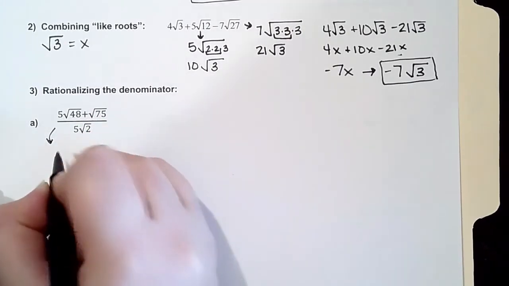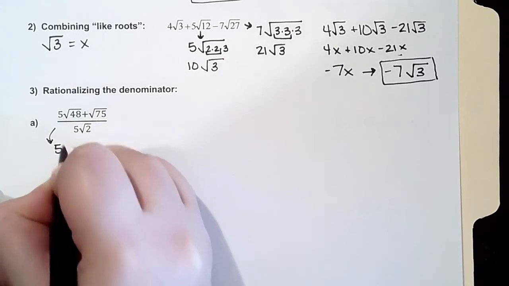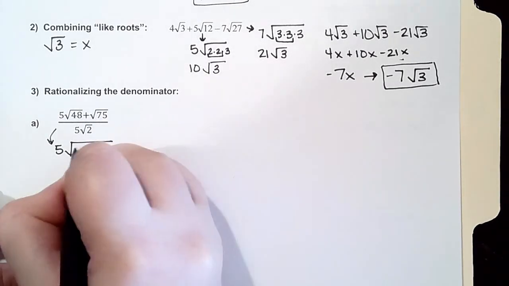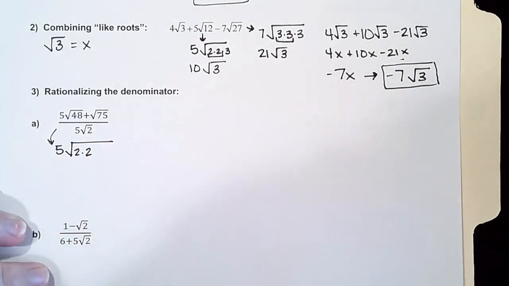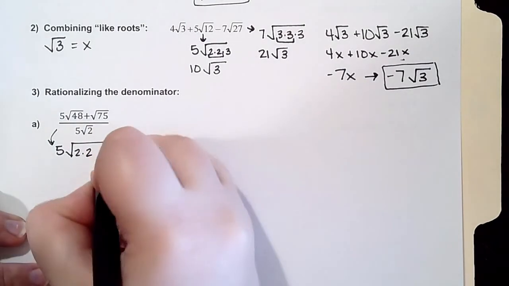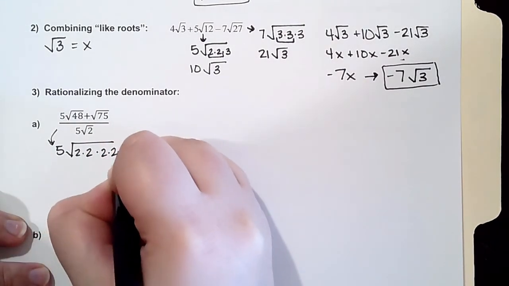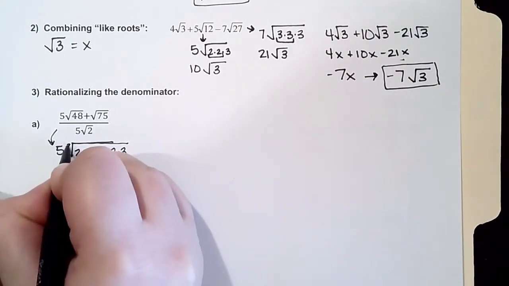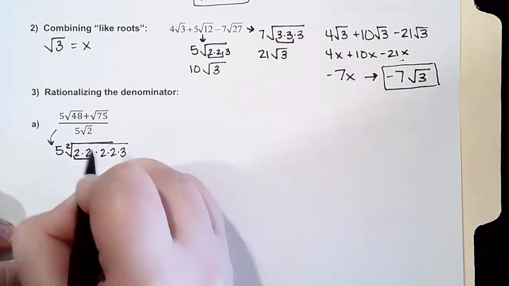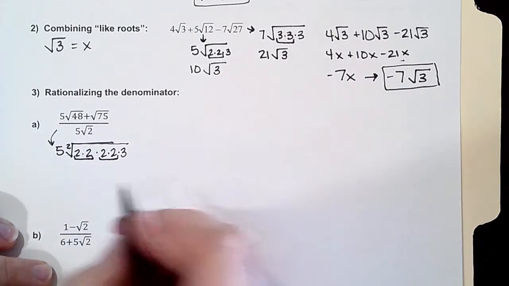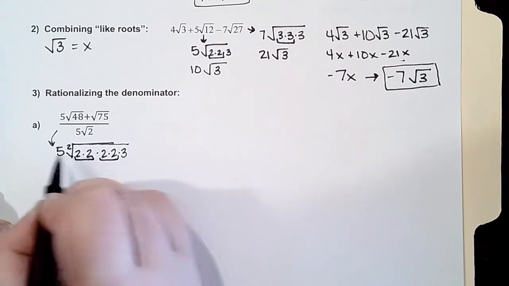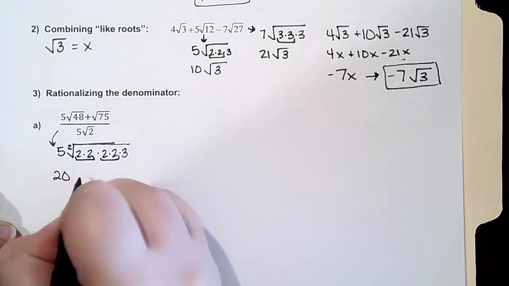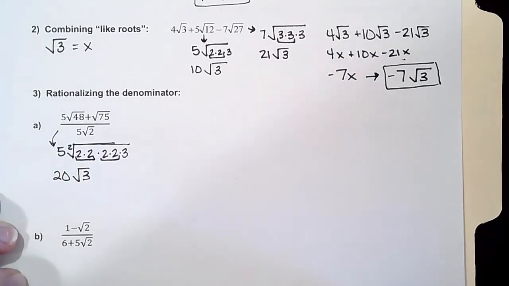I'm going to simplify 5 root 48 into 5 root, this would be 2 times 2 is 4, 48 divided by 4 is 12, so then this would be 2 times 2 times 3. So 5 root there. I'm looking for squares or pairs, so I pull out one set and a second set. That's the same thing as pulling out 2 times 2, so 5 times 2 is 10, 10 times 2 is 20, so that's equivalent to 20 root 3.